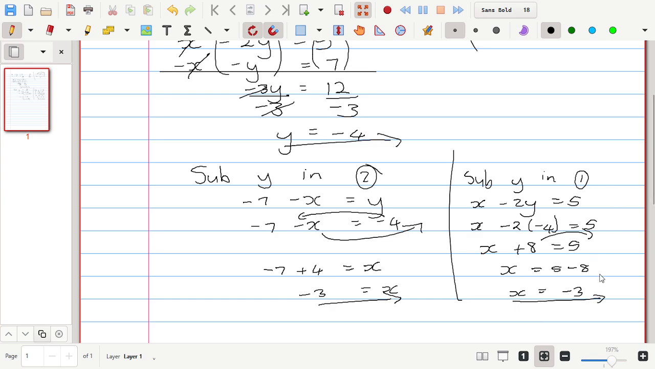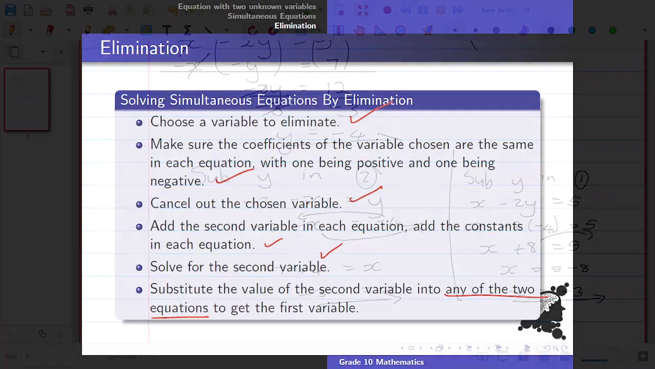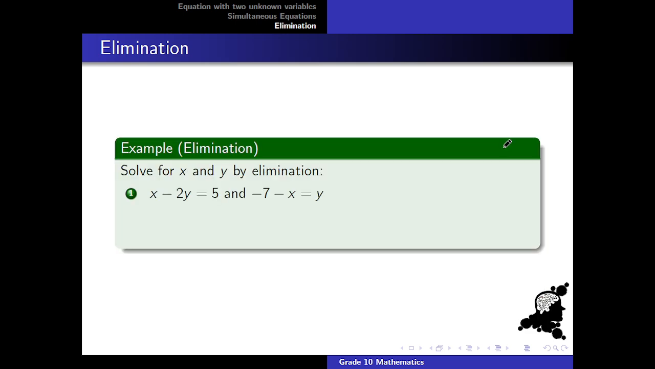Now, when you need to substitute, you do not substitute into both equations. I was just doing this to prove to you that any equation that you choose, your answer will be exactly the same. For your exam, you can only choose one equation. I hope that makes sense, and I hope that you guys are understanding the process behind elimination. Let's look at another example.